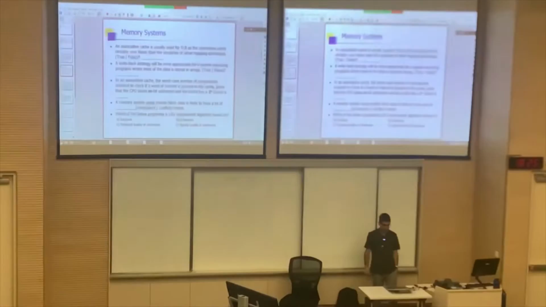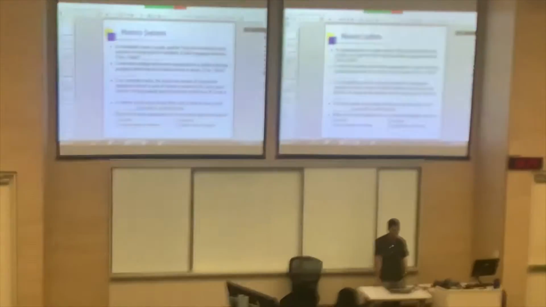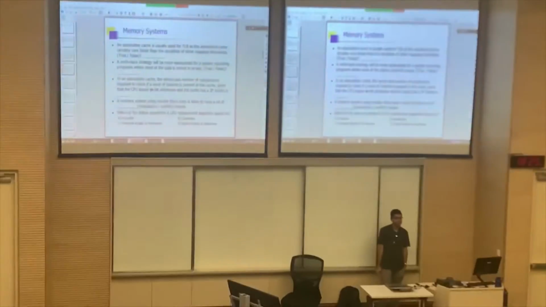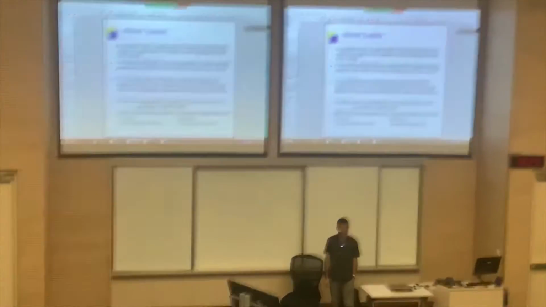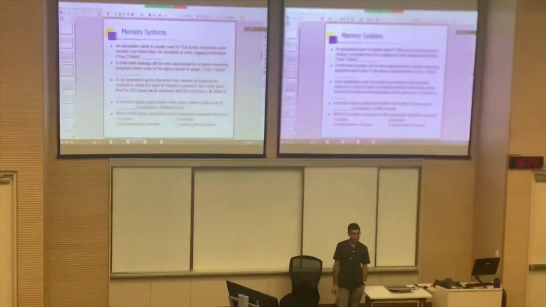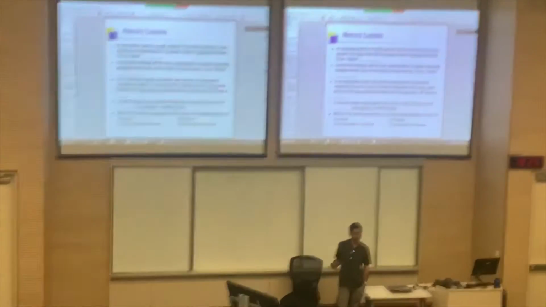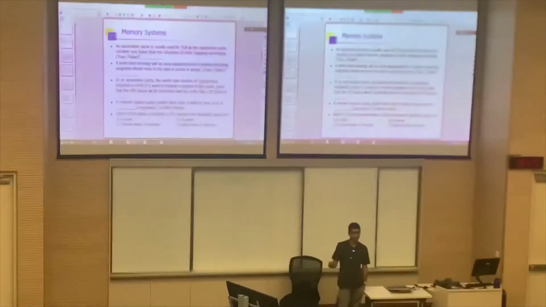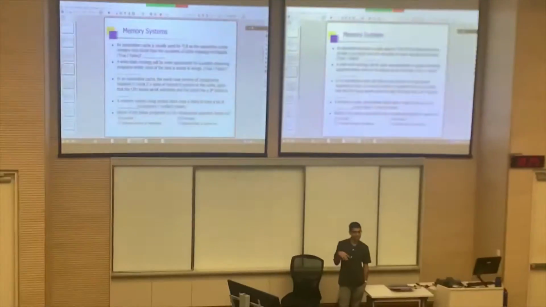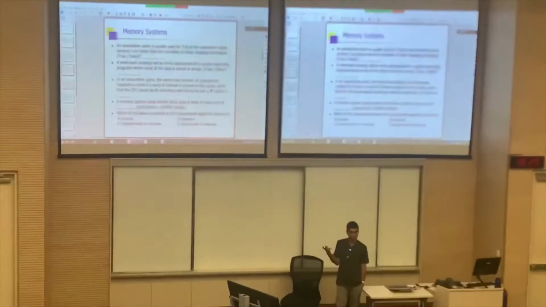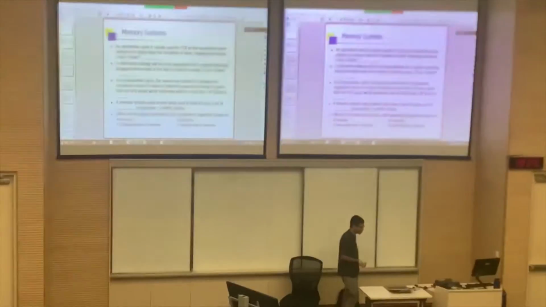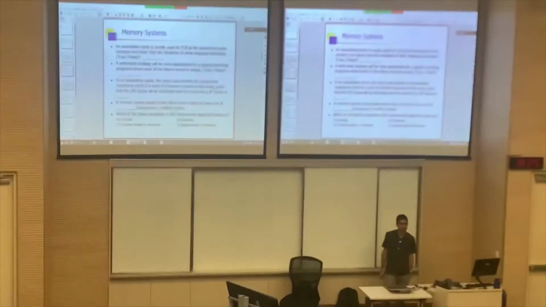Okay, now memory systems. An associative cache is usually used for TLB. TLB is translation lookaside buffer. What is that? In systems that use virtual memory, the address issued by an application program is in the virtual space. It is converted to a real physical address, which is required to access RAM, through an address translation process.